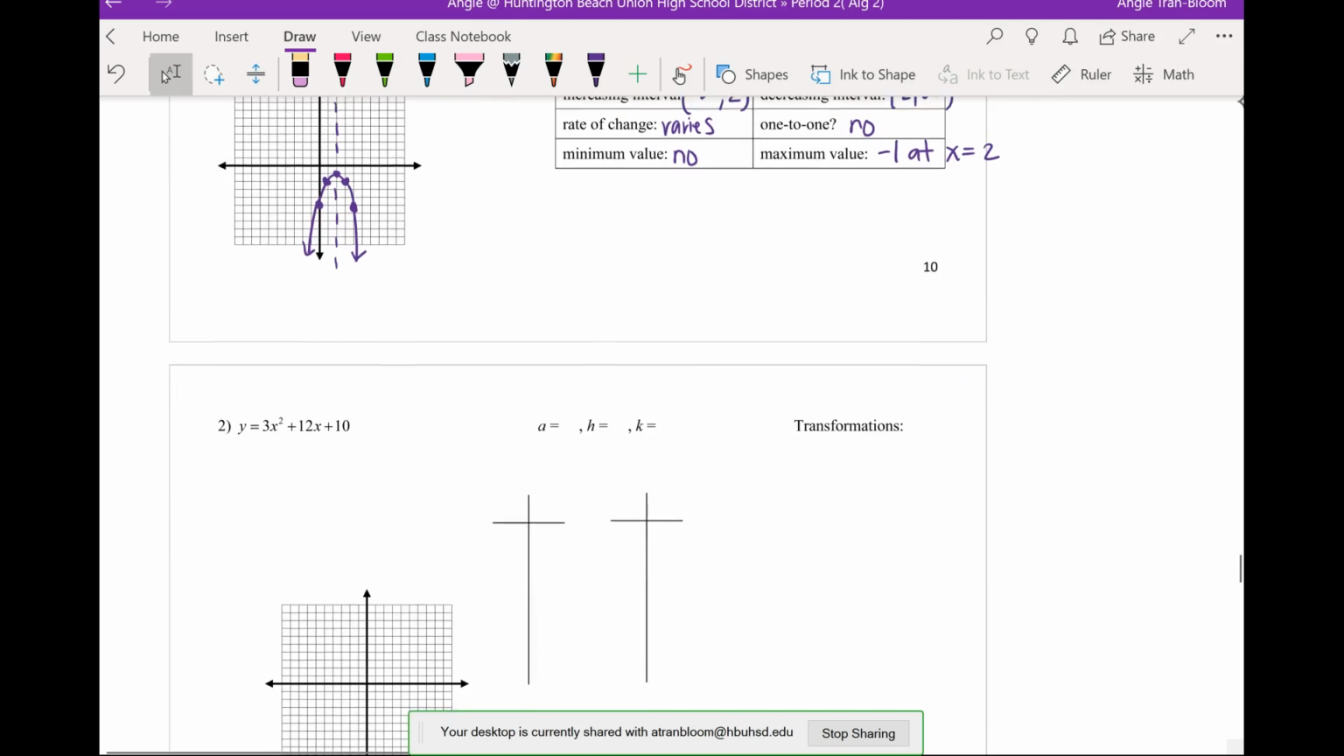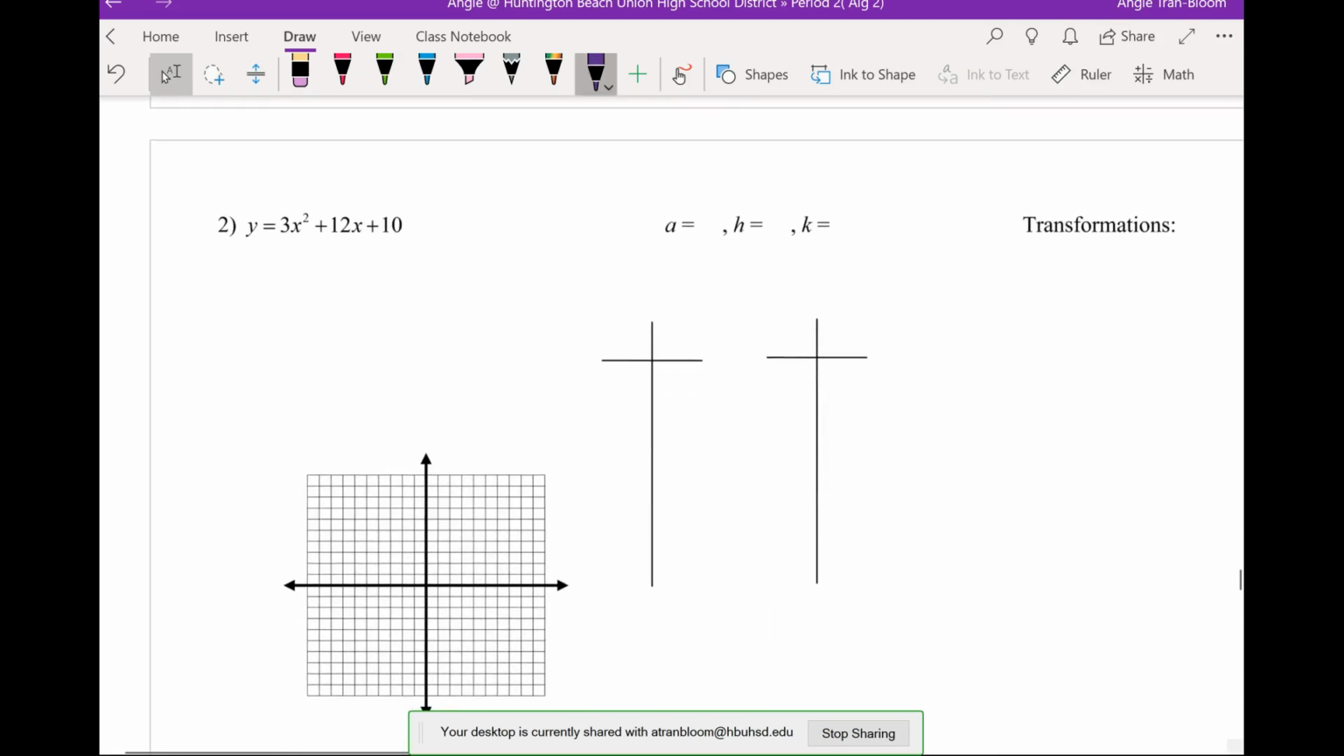We're going to start with finding the vertex. If I have the vertex, what do I have right away? A point, an H and a K. And if I have an H and a K, I know it translates right, left, up, down. Okay? So, vertex. What's the formula for the vertex x coordinate? Negative b divided by 2 times a.